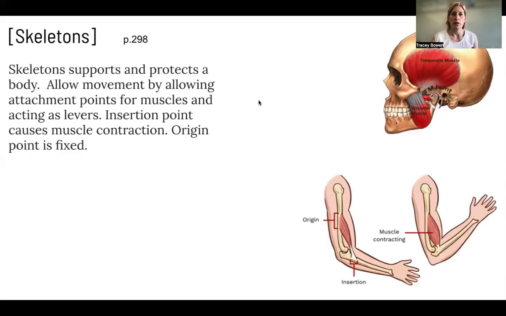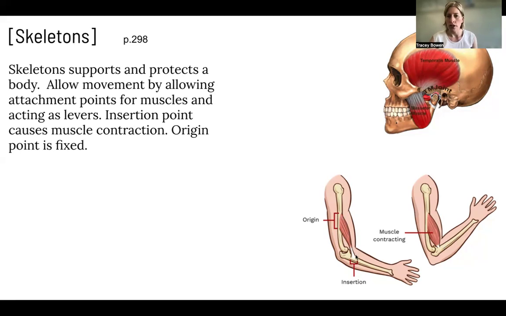So when we're thinking about skeletons, they protect and support our body. They allow movement by providing attachment points for muscles and acting as levers. So an insertion point causes muscle contraction, and that's where the tendon would attach to the bone. And then the origin point is fixed, and it's where the muscle is attached to the bone. And so there's going to be a tendon here as well that attaches the muscle to the bone.